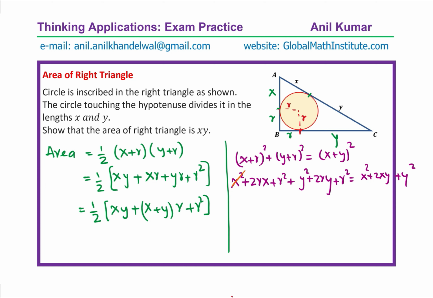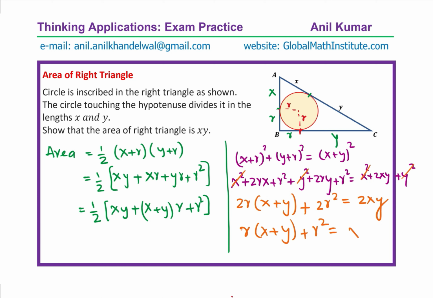Now we can simplify this by cancelling the terms, which can be cancelled. 2 times r times x plus y plus 2r square, right, is equal to 2xy, right? This is what we get, correct? Yeah, this is 2ry, not 2yx. We can cancel the 2's. So we get r times x plus y plus r square is equal to xy, right?